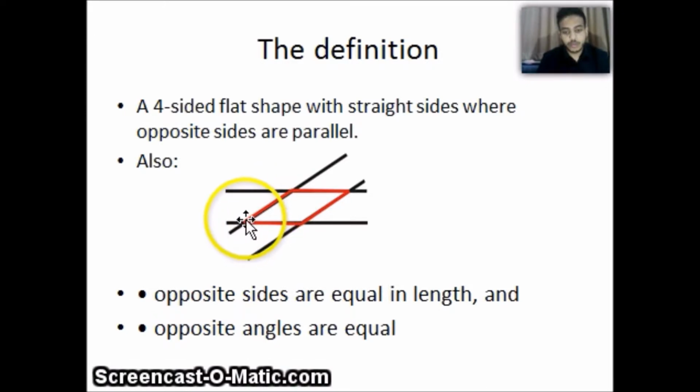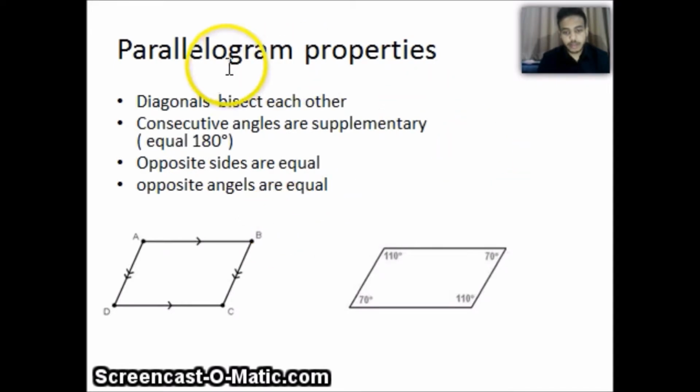That means if we assume that this is angle A and this is angle B and this is angle C and this is angle D, the opposite angles will be equal. That means A is equal to C and B is equal to D. The parallelogram properties: the diagonals bisect each other. Consecutive angles are supplementary. That means angle A and D and C here are equal to 180 degrees.